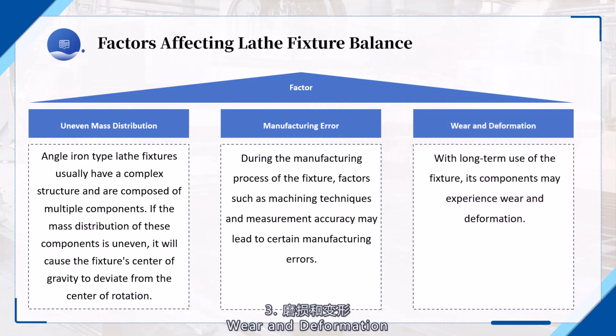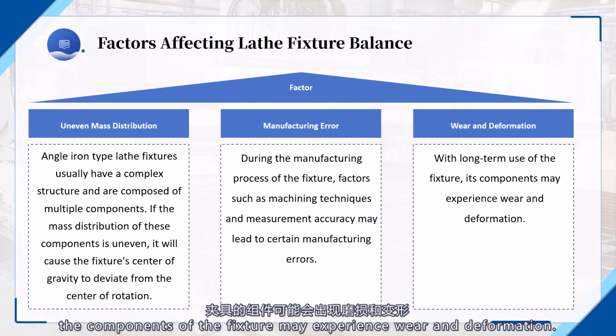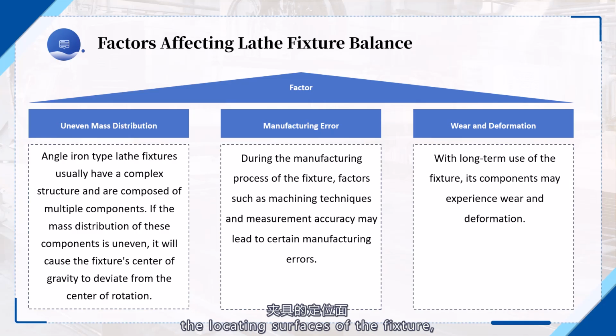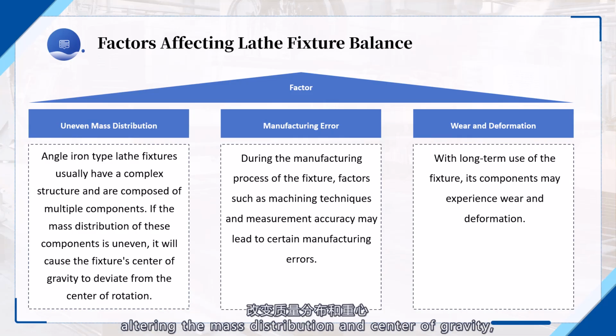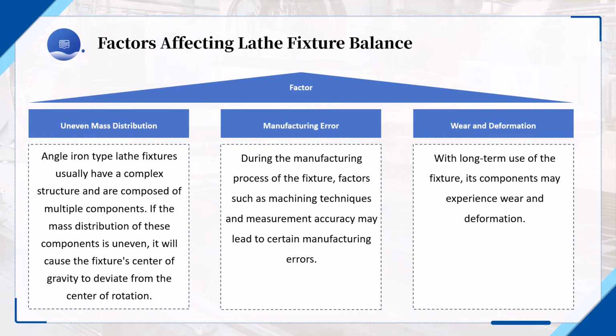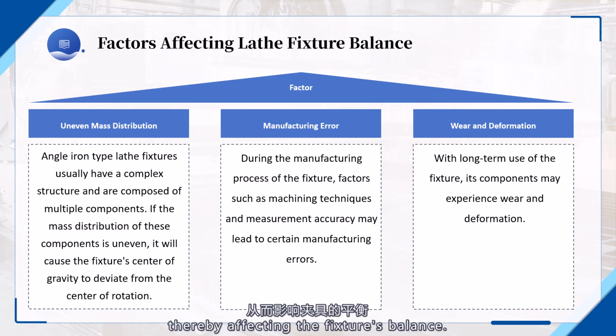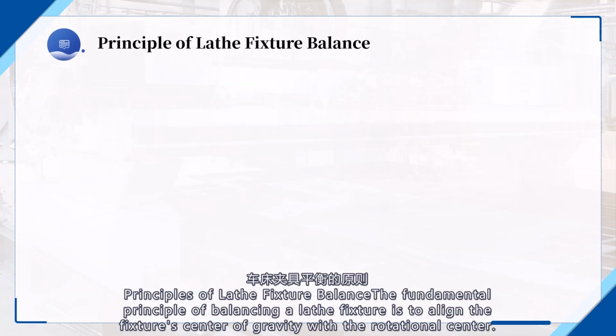3. Wear and deformation. With prolonged use, the components of the fixture may experience wear and deformation. For example, the locating surfaces of the fixture, due to frequent contact with workpieces, may gradually wear down, leading to a decrease in positioning accuracy. Some structural parts of the fixture may deform under stress, altering the mass distribution and center of gravity, thereby affecting the fixture's balance.